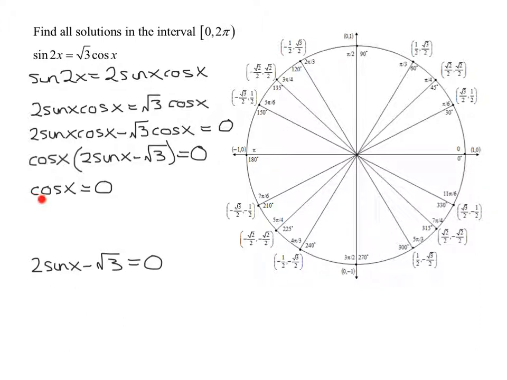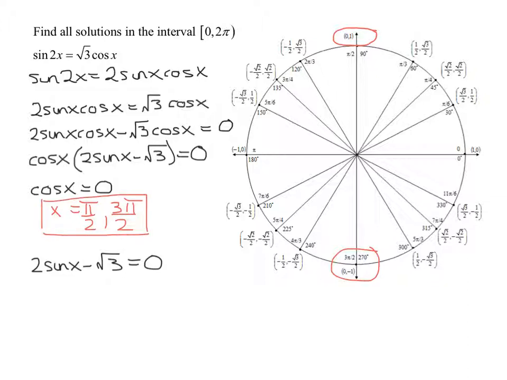So now we need to look on the unit circle and figure out when the cosine of x is equal to 0. Well, remember, on the unit circle, the cosine of x is the x-coordinate of the points. So the points where the cosine of x is equal to 0 are right here and right here. So the solutions there are x equals pi over 2 and x equals 3 pi over 2. So there are two of my solutions.